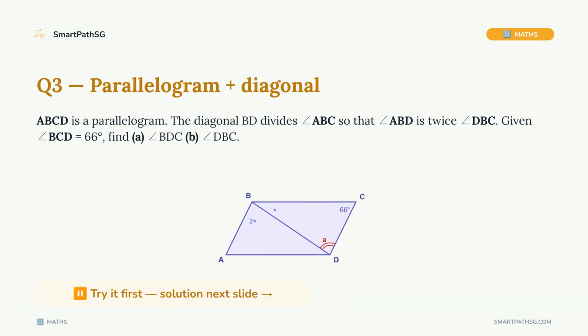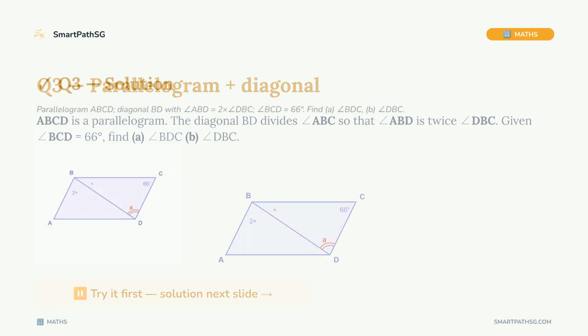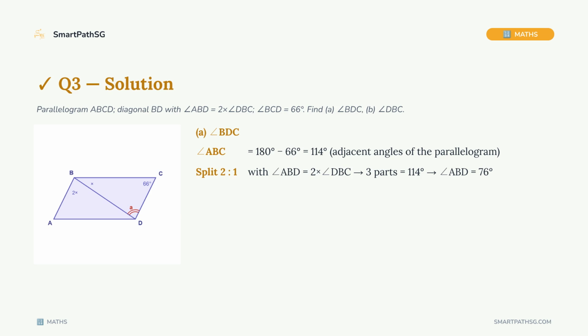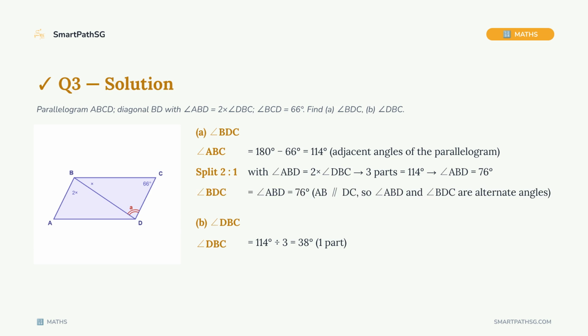Question 3. ABCD is a parallelogram. The diagonal BD divides angle ABC so that angle ABD is twice the angle DBC. Given angle BCD equals 66 degrees, find A, angle BDC, and B, angle DBC. Angle ABC is adjacent to angle BCD, so it's 180 minus 66, which is 114. Split that 114 in a 2-to-1 ratio. 3 parts, so angle ABD is 76, and 1 part, angle DBC is 38. So we solve part B first. Part A, angle BDC equals angle ABD by alternate angles, so 76 degrees.